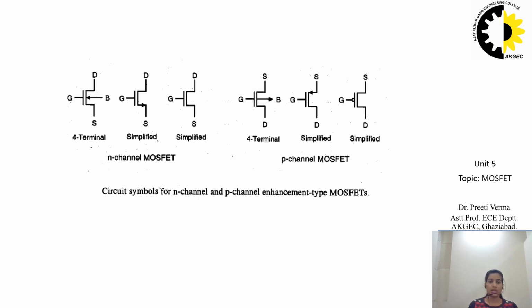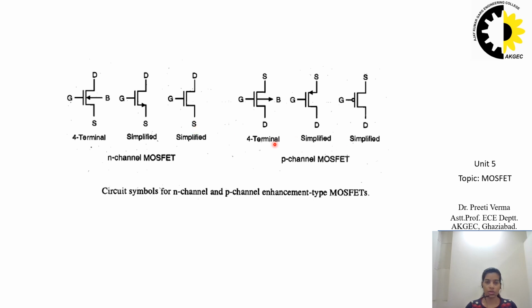So this figure is representing the circuit symbols for N-channel and P-channel enhancement type MOSFETs. The first 3 are representing N-channel MOSFET. The next 3 are representing the P-channel MOSFET. For the N-channel MOSFET, the first symbol is a four terminal symbol, and the second and third are simplified ones. In the first symbol we can see there are four terminals: source, gate, drain and the fourth terminal, body. In the second symbol the source has been represented by marking the arrow, and the fourth terminal is not represented. And in the third one also, the source arrow is not represented.